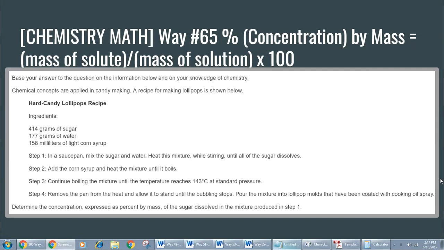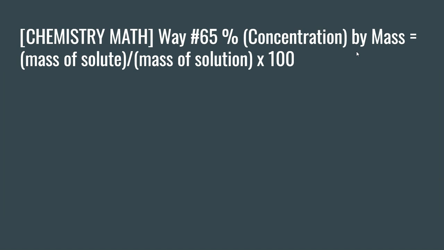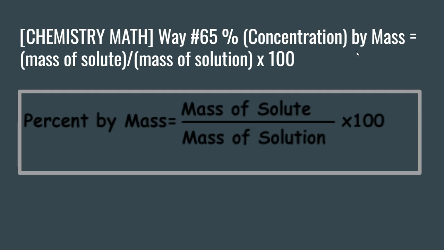Way 65 deals with percent concentration by mass. In order to calculate percent concentration by mass, you're going to need to take the mass of the solute divided by the mass of the solution. And the way you do this is by applying this formula.